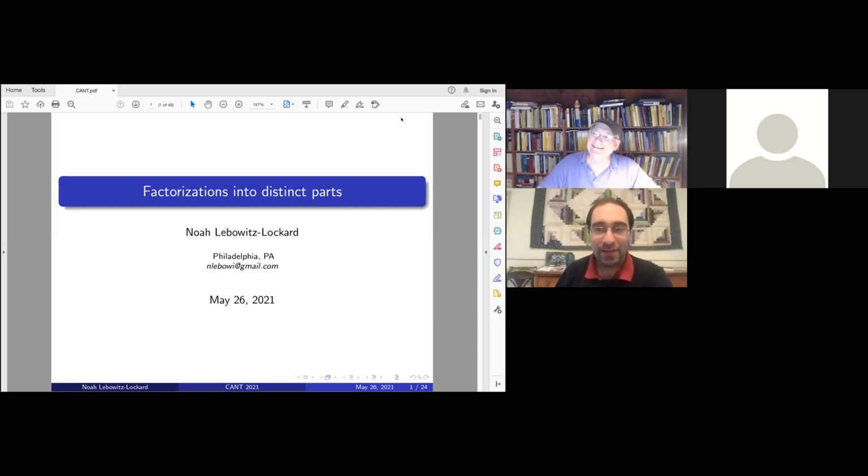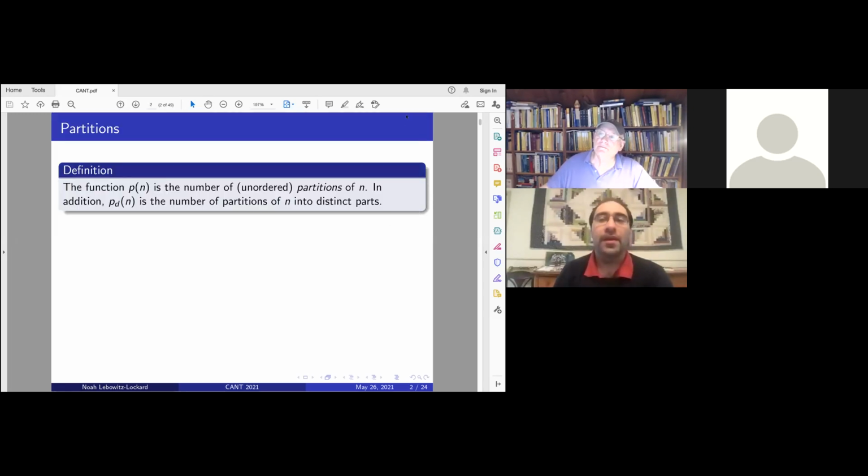Please go ahead. All right, so before I get into factorizations, I'd just like to go over what a partition is. So I'm going to let P of n be the number of unordered partitions of n, and P sub d of n be the number of partitions of n into distinct parts. So a partition is just a way you can write n as a sum of positive integers.